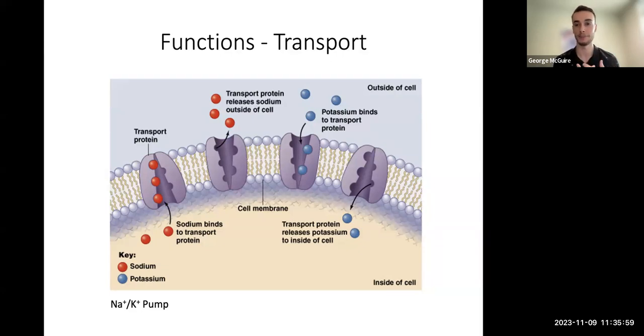which can force a particular charge to the internal or outer environment around our cells, which is what drives the electrical signaling that our neurons use.